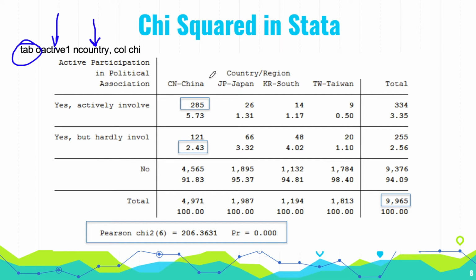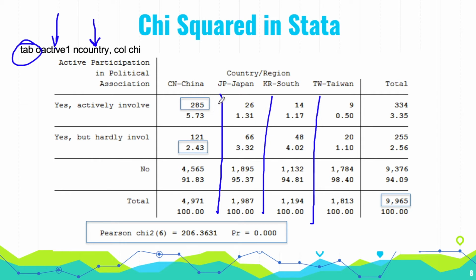So as you can see, at the intersection of each country or region and response to active participation in political association, we have a frequency in this top section of each cell. I should clarify, Stata doesn't put in columns, but if I did, it would look like this. Now it's probably easier to see that each of these cells that exists has in the top a frequency.